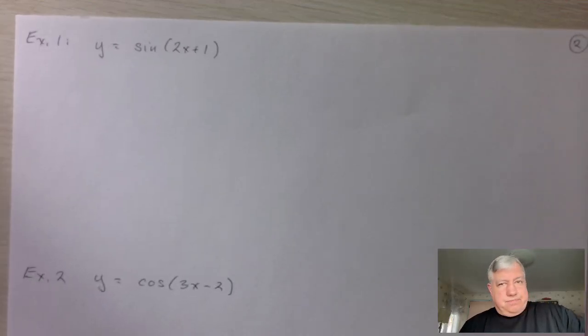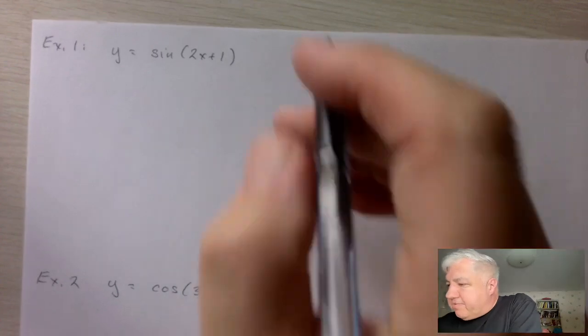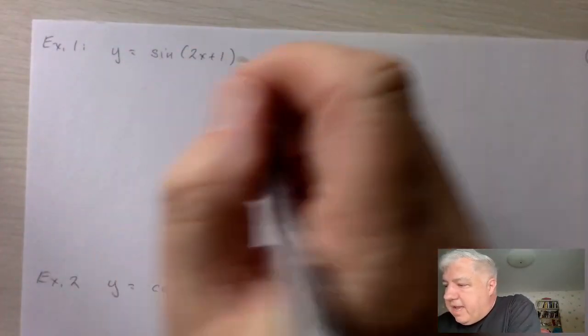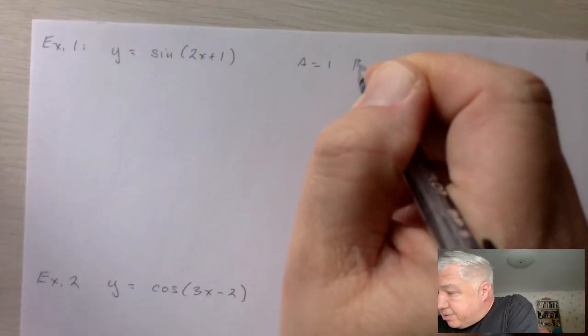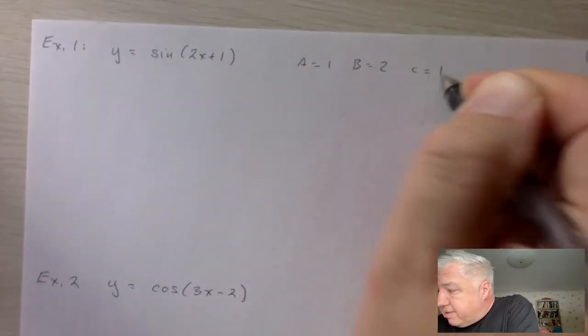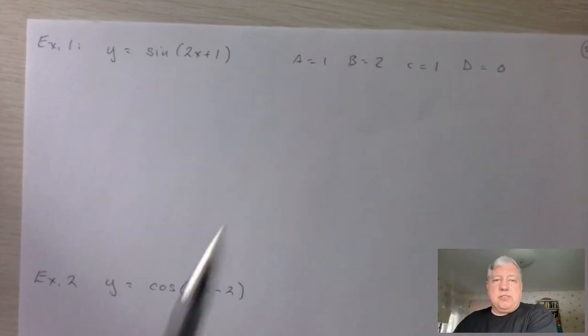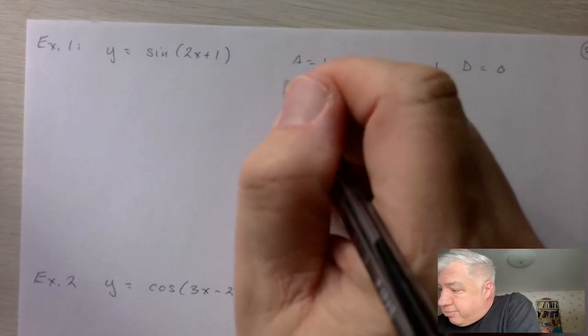So we look at first sine of 2x plus 1. Let's first find out a. There's a 1 in front, okay, the a is 1. The 1 is kind of implied here. B is 2. C is 1. And D is 0, because there's no constant out here. So right away we can see the amplitude is 1.